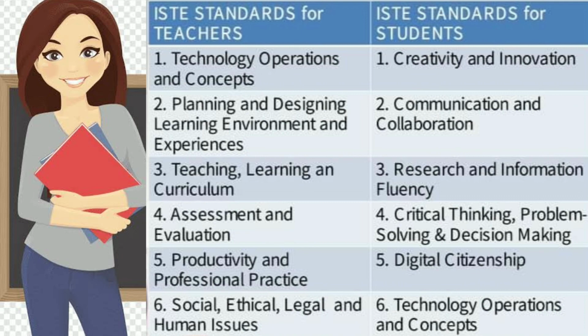For students, Research and Information Fluency. Standard number 4, Assessment and Evaluation. For students, Critical Thinking, Problem Solving and Decision Making. Standard number 5, Productivity and Professional Practice. For students, Digital Citizenship. The last one we have is Social, Ethical, Legal, and Human Issues. So for students, Technology Operations and Concepts.